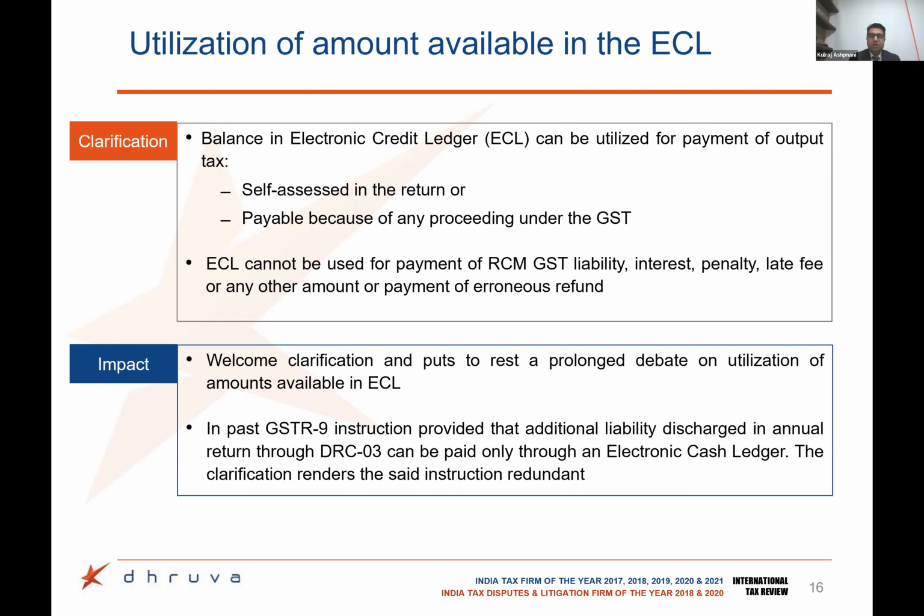Again, there was an instruction under 9C in GSTR 9, which said that if any liability arises from the annual return, it can be paid only through the electronic cash ledger. There were assessees who had paid these liabilities through the electronic credit ledger, and show cause notices were issued to them. Now it puts all these show cause notices and disputes to rest. So ECL is a sacrosanct balance and can be used for payment of any liability that arises from any GST proceedings.